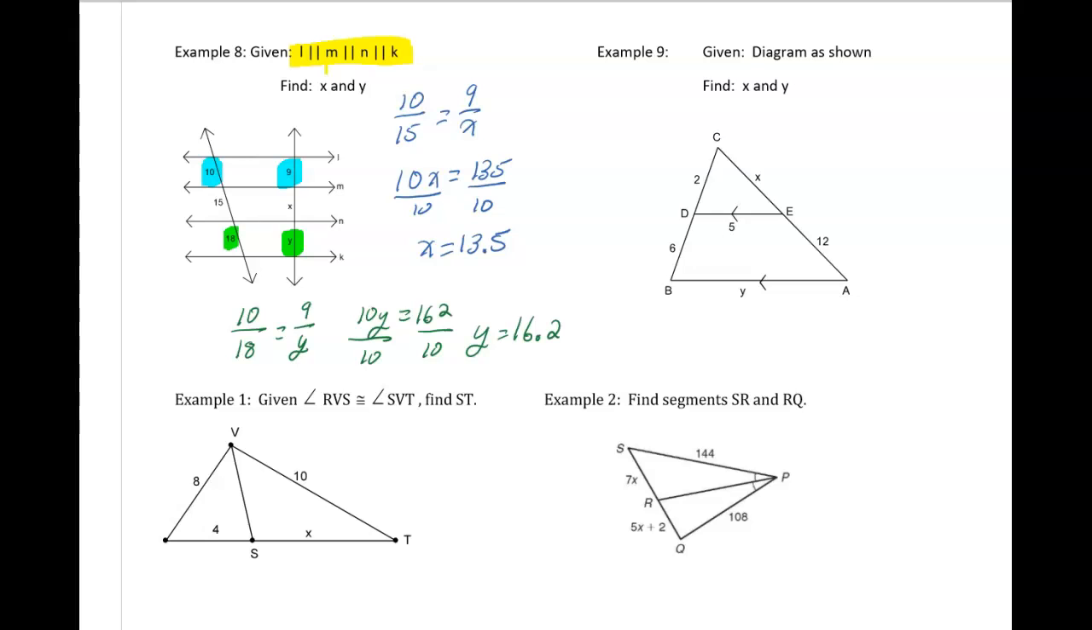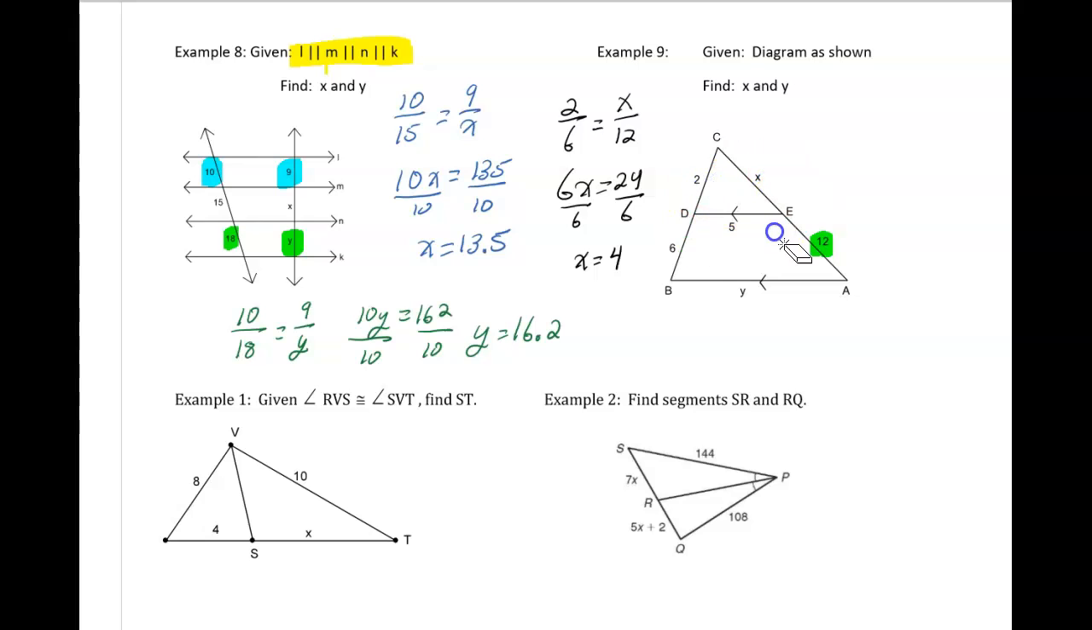For problem number 9, if you haven't paused the screen, please pause the screen and try that problem. Let's see how you did on number 9. So for number 9, I could say 2 over 6, the top over bottom, is equal to x over 12. So to find x, I'm going to write that proportion down. 2 over 6 is equal to x over 12. We'll get 6x is equal to 24 when you multiply, and then when you divide, you get x to be 4.